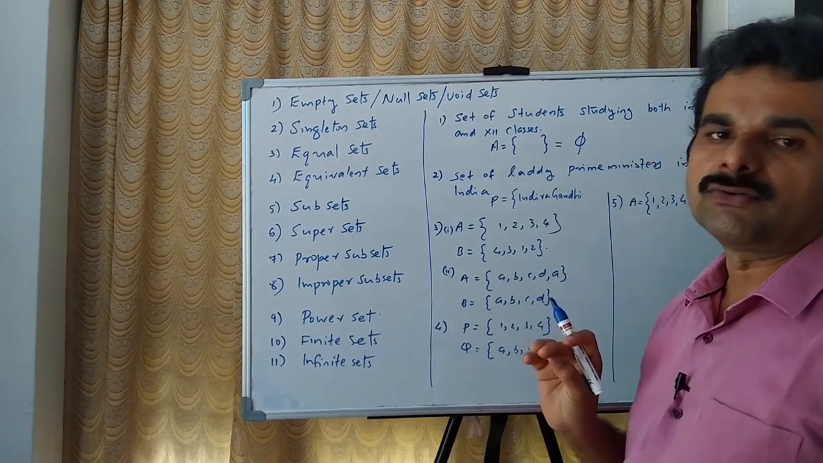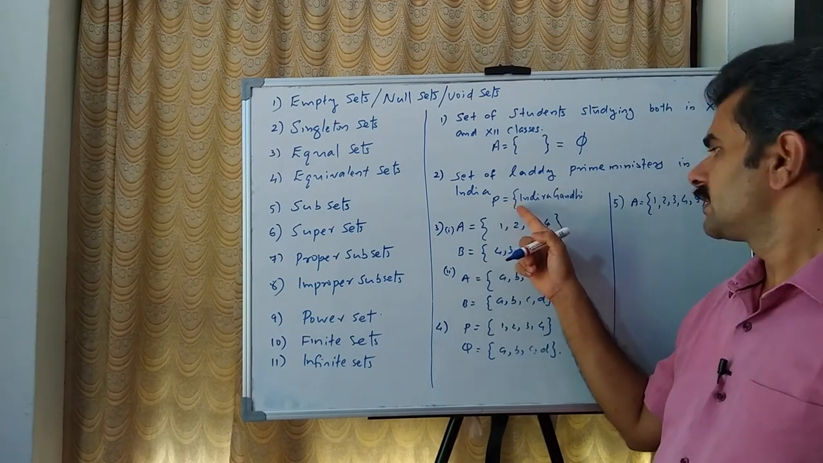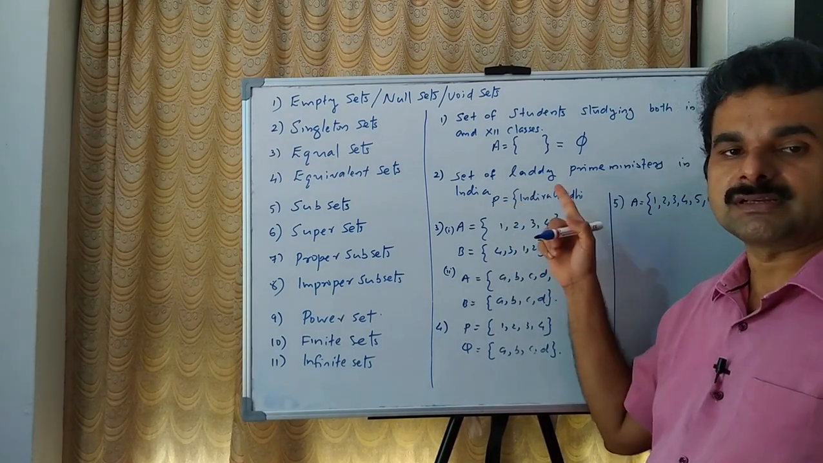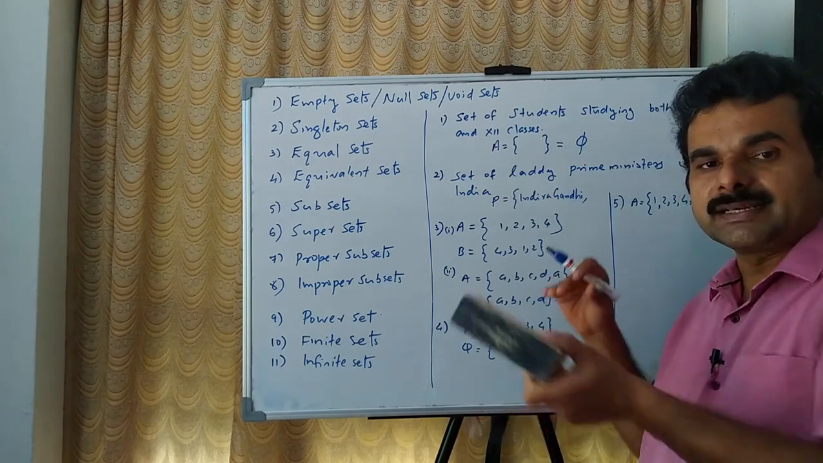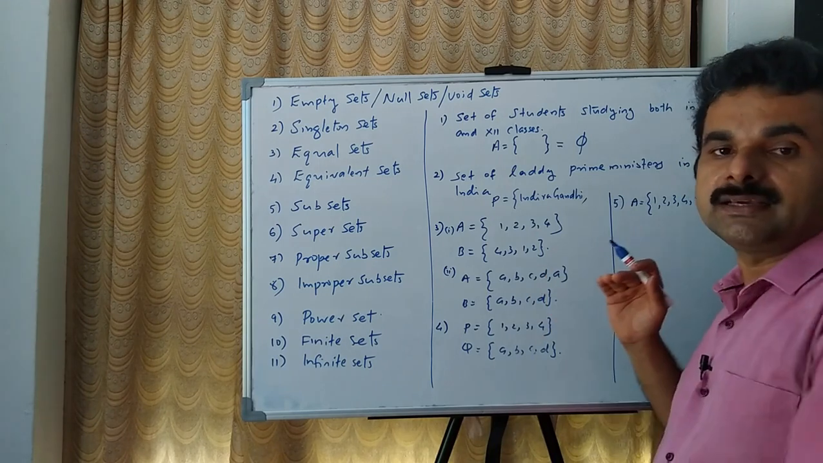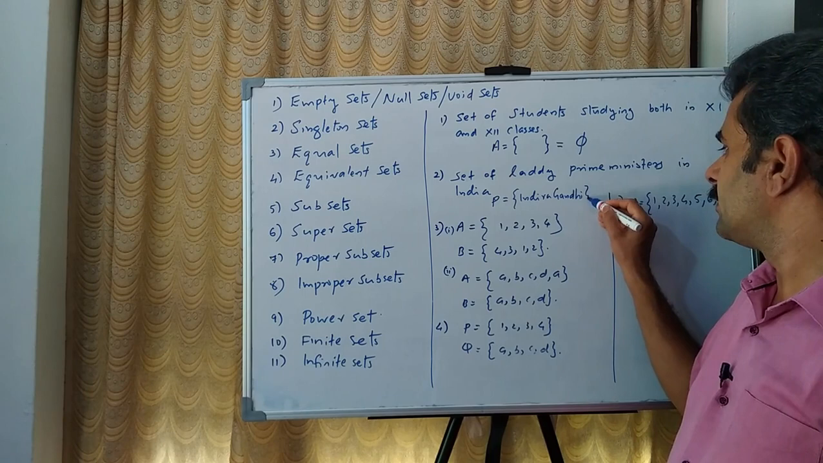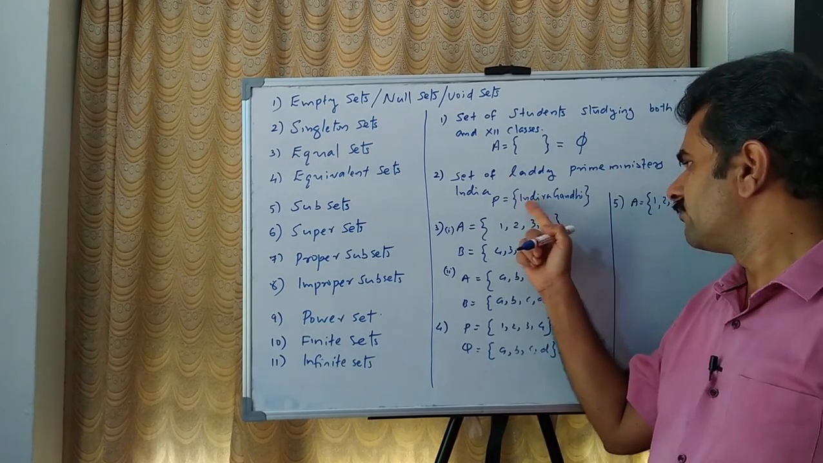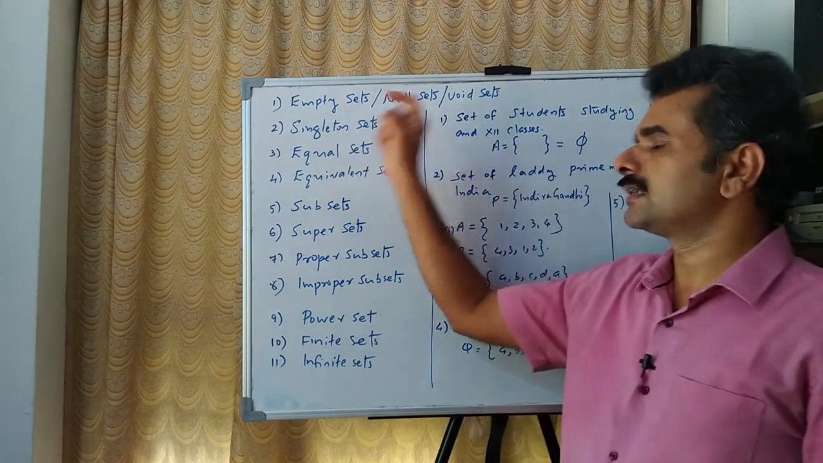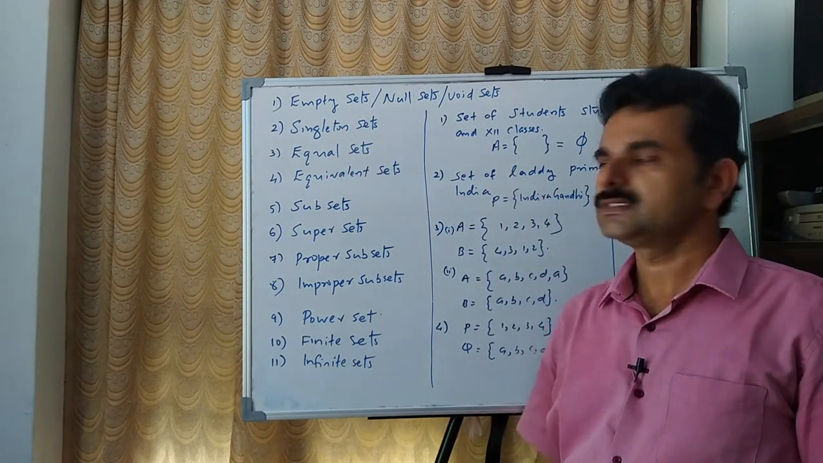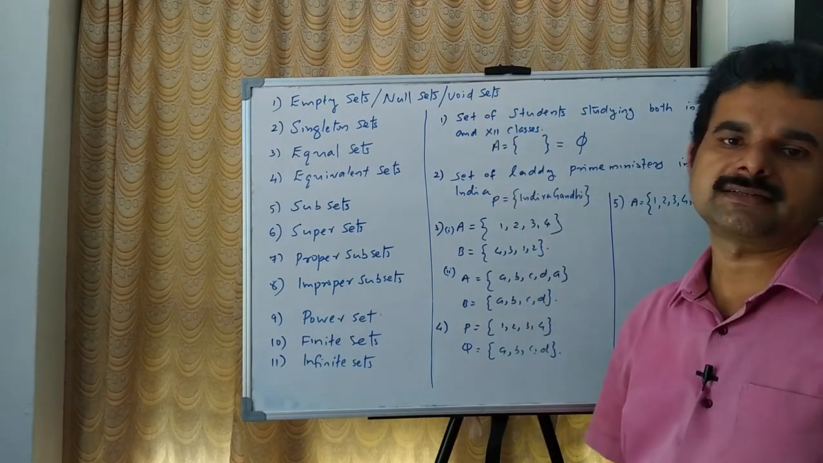Indira Gandhi was the Prime Minister of India, and moreover she was the first Lady Prime Minister. Is there any other Lady Prime Minister after Indira Gandhi? No, Indira Gandhi is the only Lady Prime Minister. So only one element. Therefore this set is an example for a singleton set. It is a singleton set, isn't it?